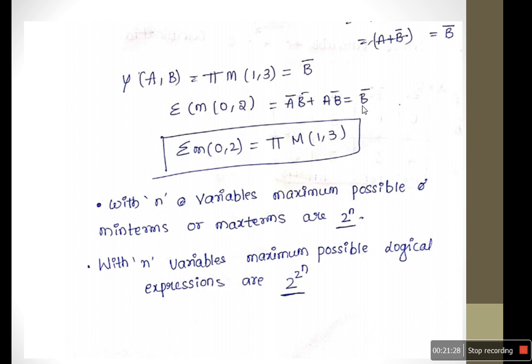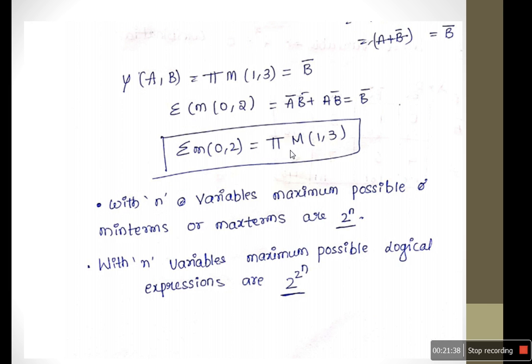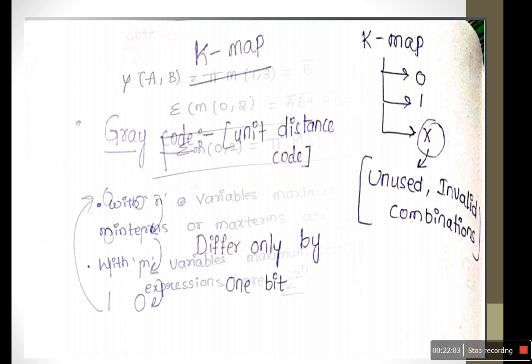For example, in POS I am taking M1 and M3, and in SOP if you take 0 and 2, these two expressions have the same value. With n number of variables, the maximum possible min terms or max terms are 2 power n. With n number of variables, the maximum possible logical expressions are 2 power n.